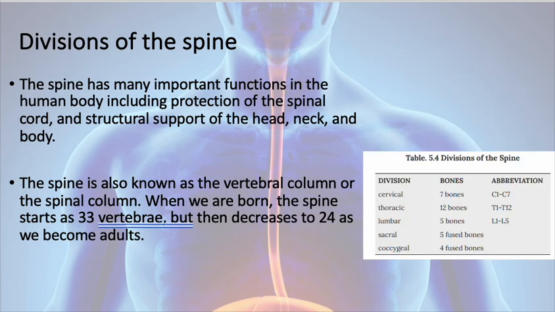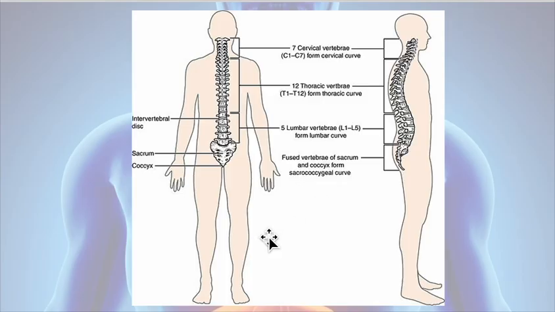So the spine has many important functions in the body. Again, protecting the spinal cord and adding structural support. I've added this table here from your textbook, which shows the divisions of the spine: cervical, thoracic, lumbar, and sacral. And this photo here nicely outlines that. So we can see an individual in anatomical position. This is an anterior view of an individual.